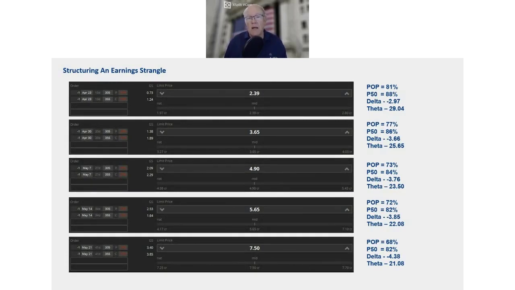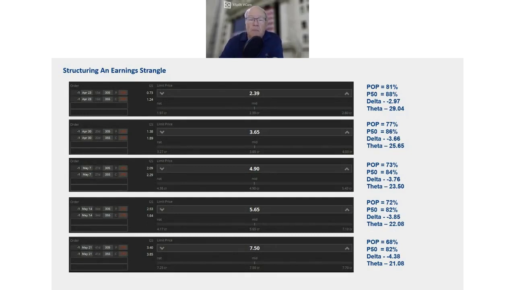So what I'll look at are subsequent expirations, and if I did the front week for Goldman Sachs this week, you saw it was like $1.41. If I went out to the 23rd, it was $2.39. Another week's $3.65, $4.90, $5.65, and I went all the way out to May 21st, which is a regular monthly expiration, but that was 41 days at the time, so that's really probably not going to do it.